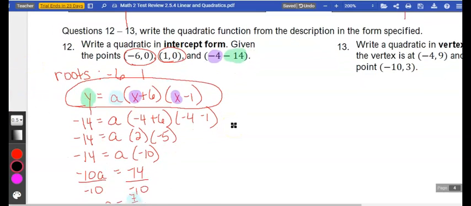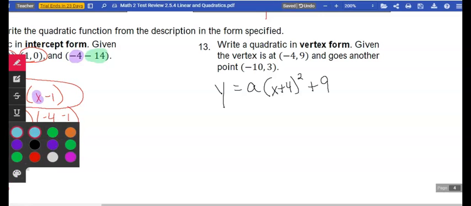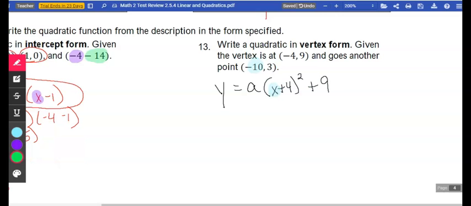The next one they're asking me for vertex form. So we'll have to get intercept form and then we'll convert it. Oh, actually, no, we won't, because it gives us the vertex. That's good. So this one we're given the vertex. Let's just write Y equals A. We don't know what the A value is again. We know the vertex though, so we can fill in X plus 4 squared and then plus 9. We're also given another point. Just like on the other one, I've been given an X value, so I'll plug that in there, and a Y value. So I'll plug that in there and I'll solve for A.